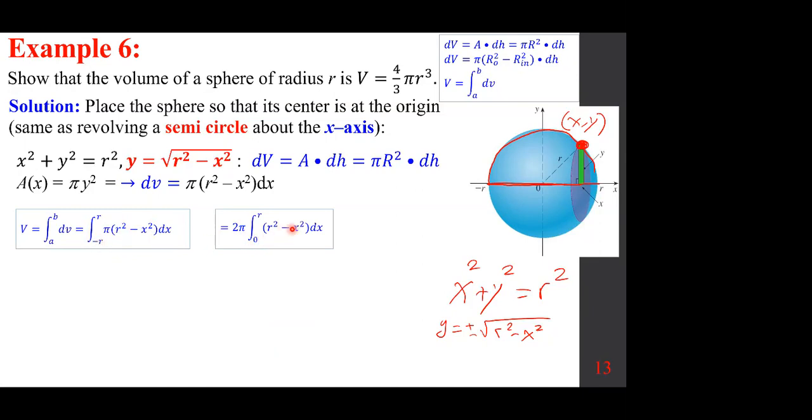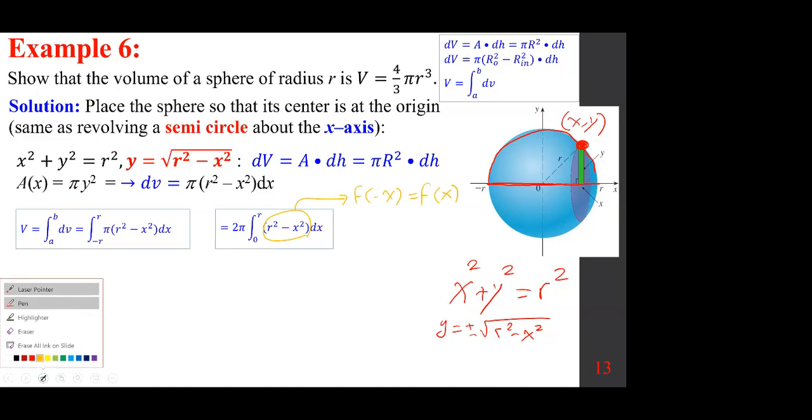Prove, show that f of minus x equals f of x. That's all you have to do. And so what happens? Now it's simple. 2 pi remains. R squared becomes r squared. X minus x squared becomes minus 1/3 x cubed. Just plug in. Of course, 0 gives you 0. Just plug in r.